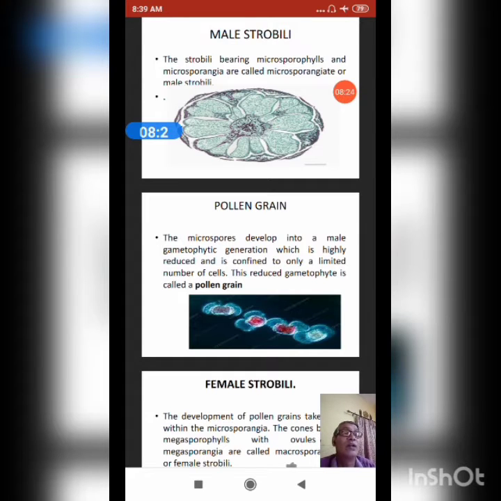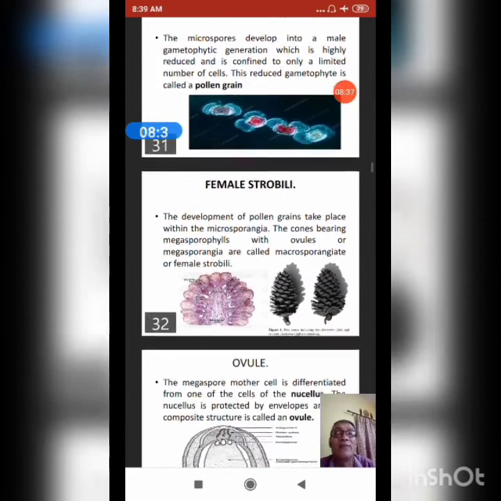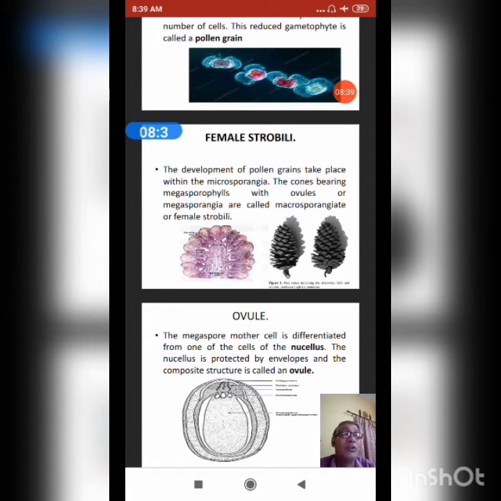The microspore develops into a male gametophytic generation which is highly reduced and confined to only a limited number of cells, the reduced gametophyte called the pollen grain. You see how beautiful the pollen grains are in the colored picture I am showing you. Next, talking about the female strobili: the development of pollen grains takes place within the microsporangia, while the cones bearing the megasporophylls with ovules, or megasporangia, are called megasporangiate or female strobili.